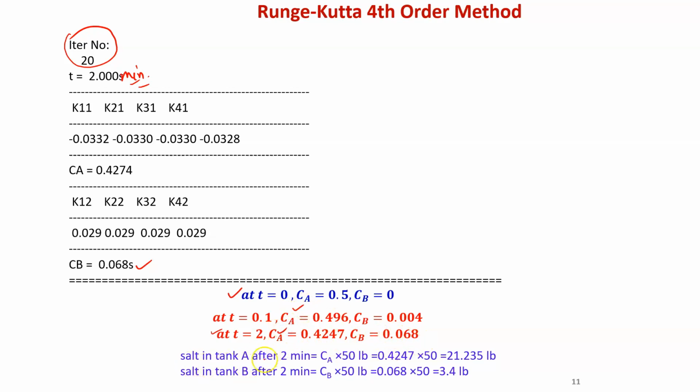Now salt in tank A after 2 minutes will be CA into that volume, and ultimately the salt in tank A after 2 minutes will be 21.235 pound. And salt in tank B after 2 minutes will be CB into 50 pound, so that will be 3.4 pound. Okay, now I'll show how to do this in MATLAB.